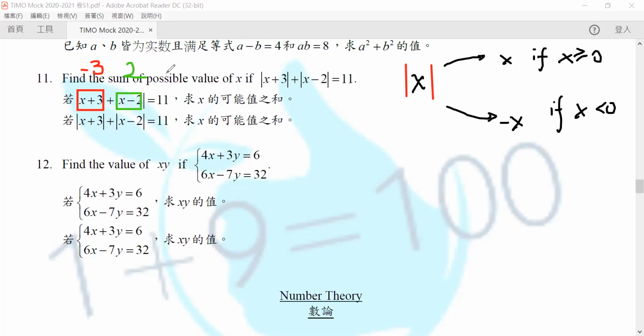Because by drawing the graph, we are dividing the whole number line into 3 different parts, all of which the absolute value equation will behave differently within different parts. So we need to do this. We need to separate all the different parts, and then we eliminate the absolute value sign. All right. So this is 1 to 12.